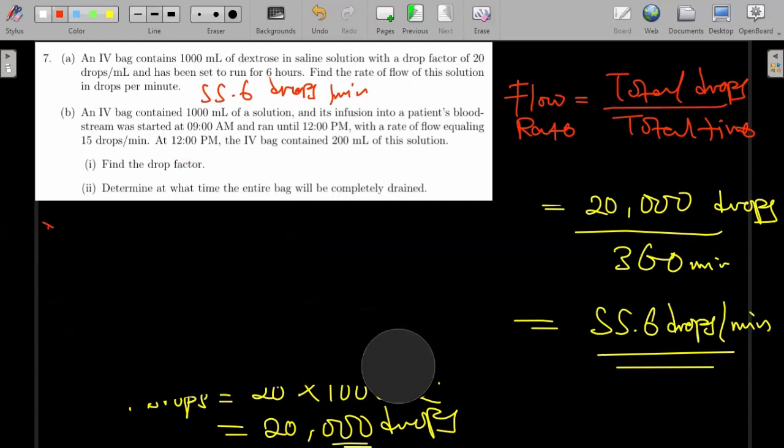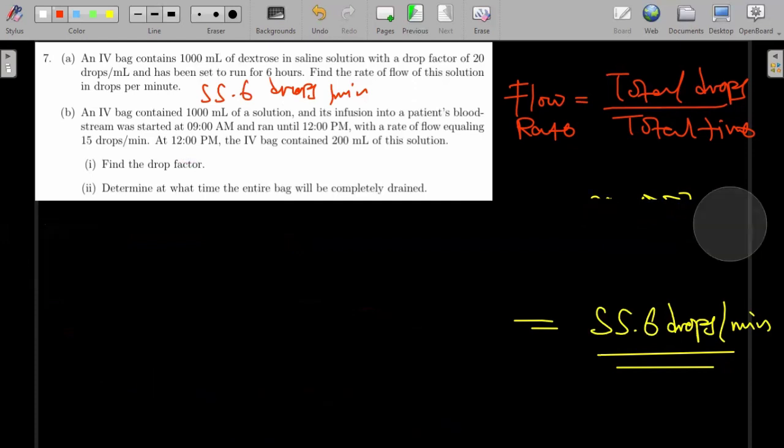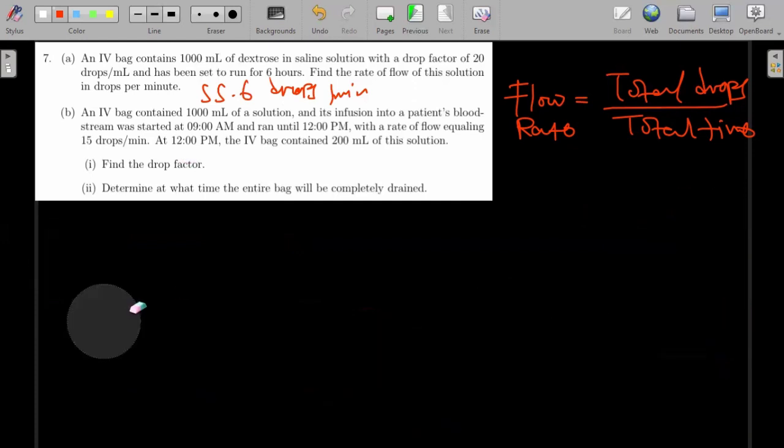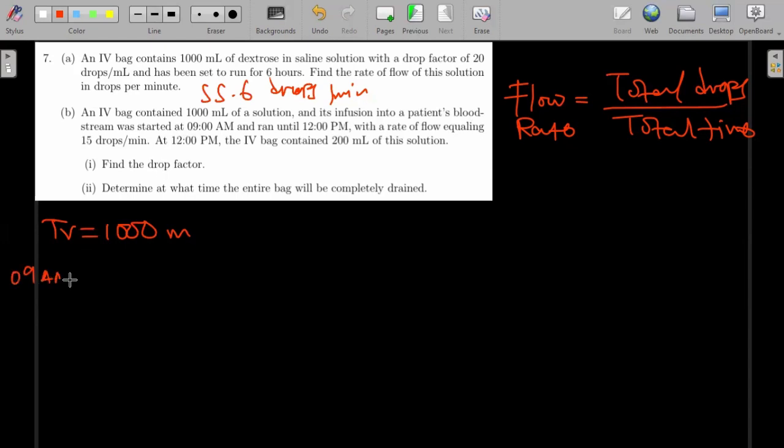For B, we are basically doing the same thing, but now we are finding the drop factor. Let's read the question. An IV bag contains 1,000 milliliters, so total volume 1,000 milliliters, of a solution, and its infusion into a patient's bloodstream was started at 9 a.m. and it ran until 12 p.m.